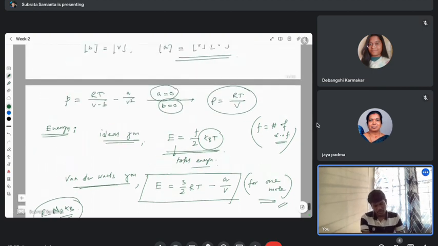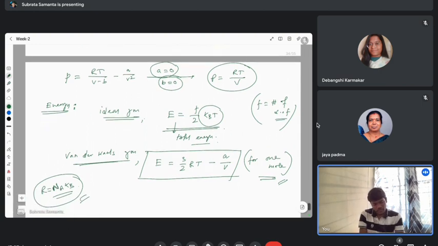Okay. So with proper sign convention, the potential energy is lowered. That means initially the potential energy is zero. Now we lower this potential energy due to this attractive potential. Attractive potential means always a negative potential energy. Okay, so that's why they attract. So inevitably we can write the energy of the van der Waals gas as 3/2 RT minus a/V.